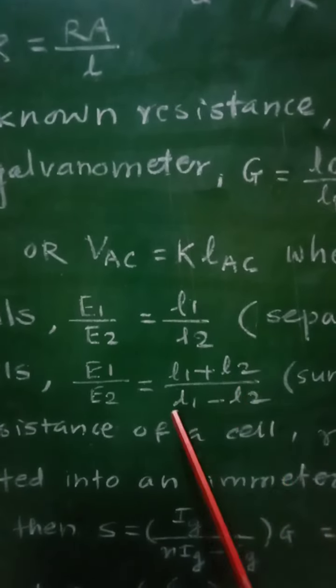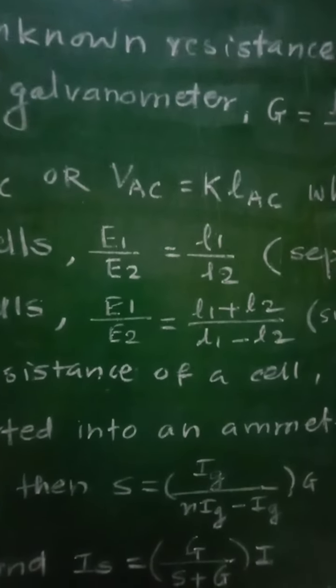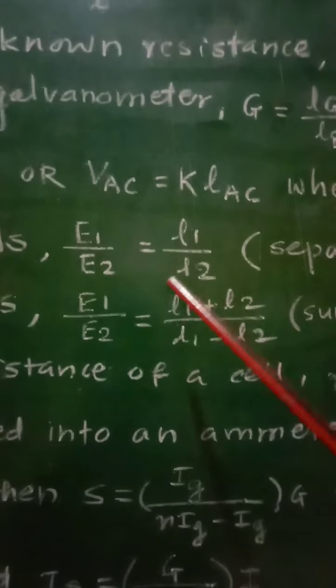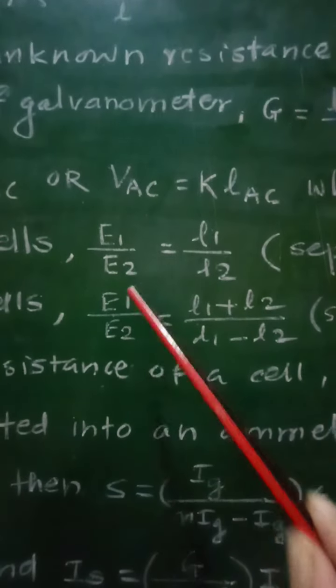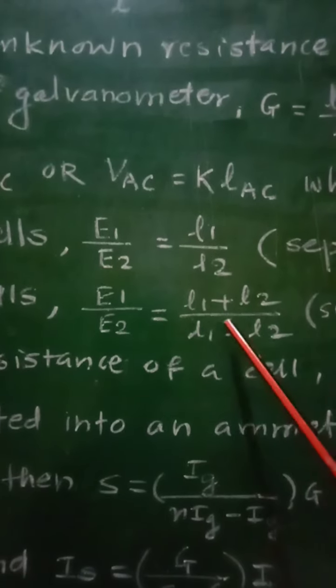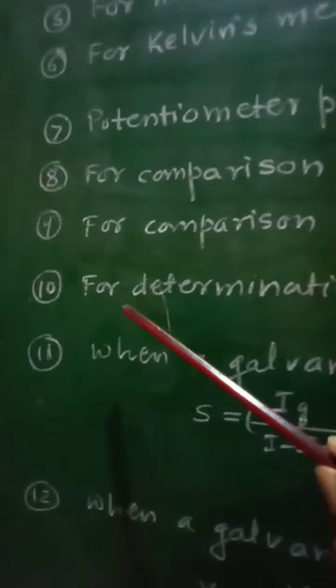That means at a time if the cells are connected in the circuit, then the comparison of the EMFs of these two cells will be carried out by using the formula E1 by E2 equal to (L1 plus L2) upon (L1 minus L2).